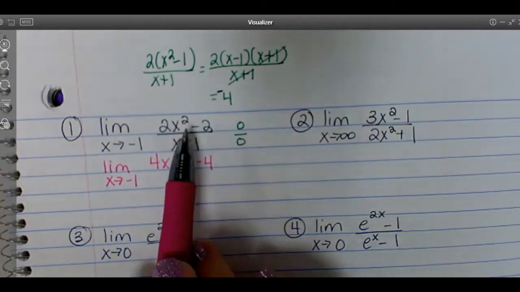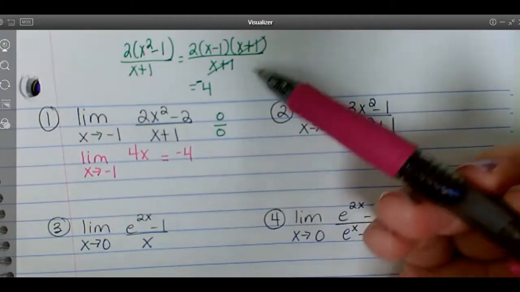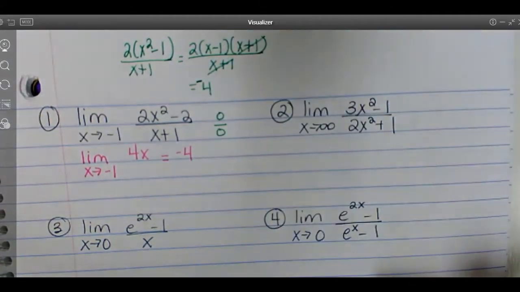So as long as this is true, the limit's pretty easy as far as the derivative is concerned. So I'm going to do the rest of them this way. Keep in mind you could do them the old way if you wanted.